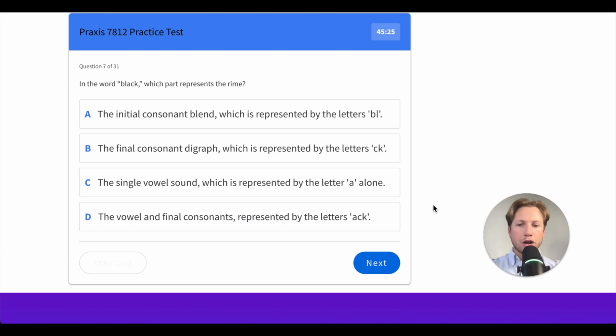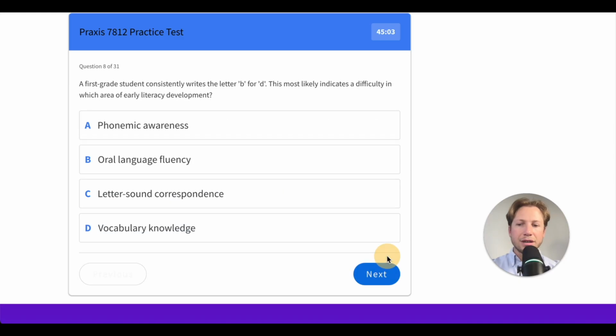All right, recall, I mentioned the onset and rhyme. Recall that the onset is the part in the front and the rhyme is the part in the back. Now, this is a syllable that consists of the vowel and any other consonants following that initial set, which is called the onset. And for that reason, I'm going to choose the ACK, letter D. And moving on to question number 8.